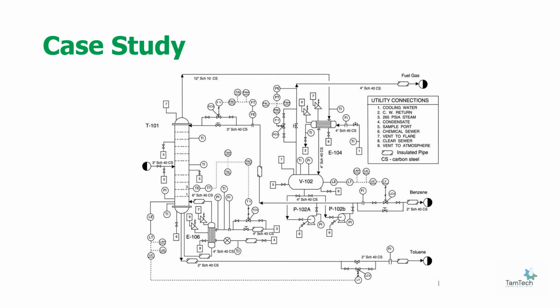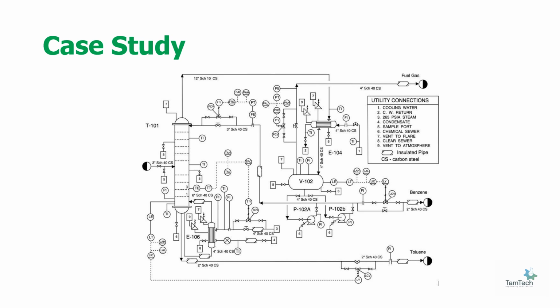Another example taken from Google is again the distillation column. There are so many things that are controlled. First of all, this is your distillation column. Try to understand what your utility connections are and what equipment is written here. On the highlighted diagram, you have the distillation column.